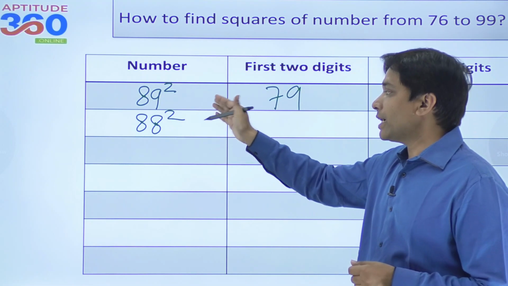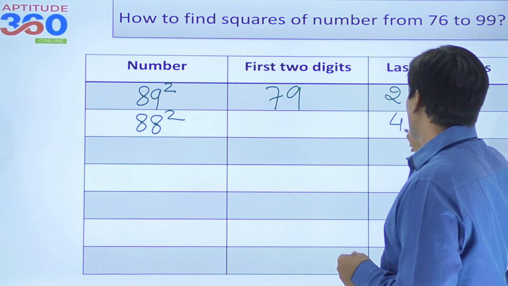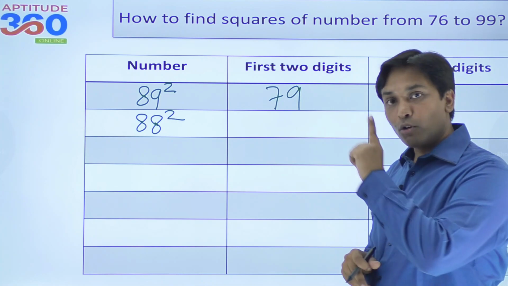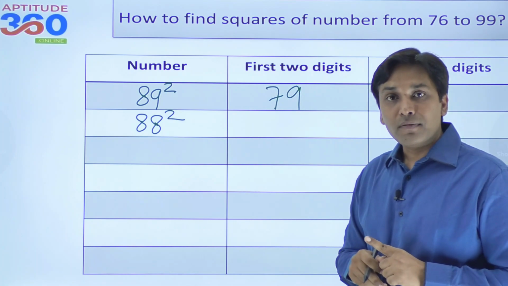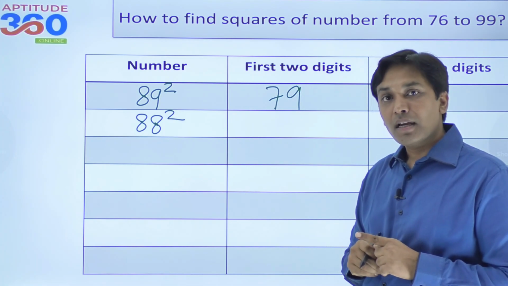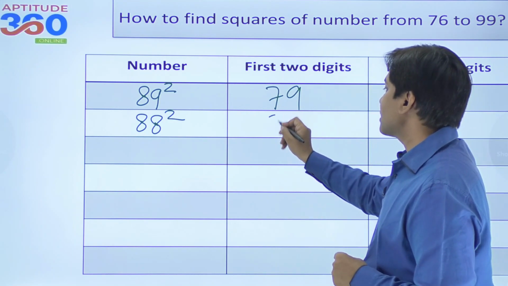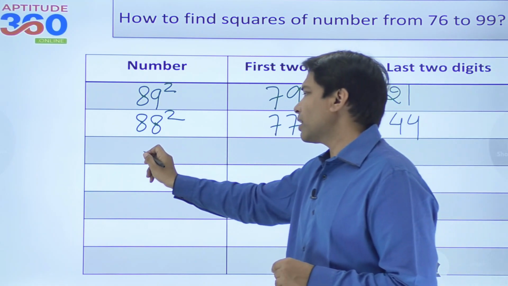How do I find out 88 square? 88 is 12 less than 100. 12 square is 144. And 1 will go ahead and be carried forward. And what do you have to do? 88 minus 12 will come out as what? 76. 76 plus 1 is 77. So 88 square is 7744. It's pretty simple. And then you can find out all the other numbers.